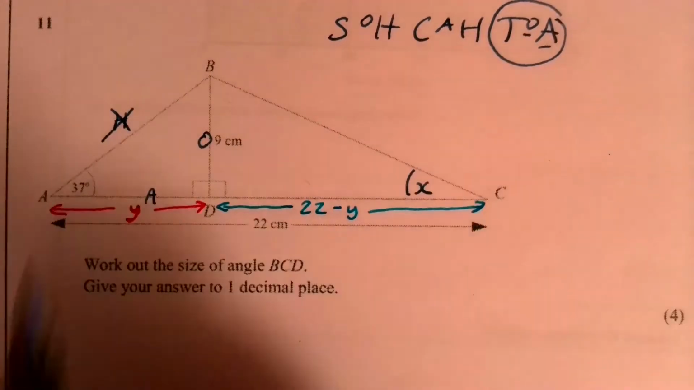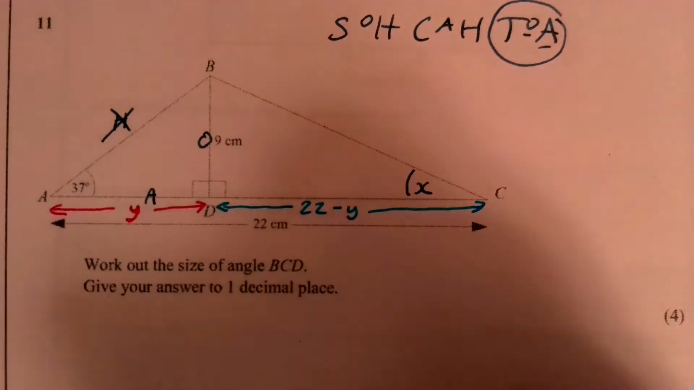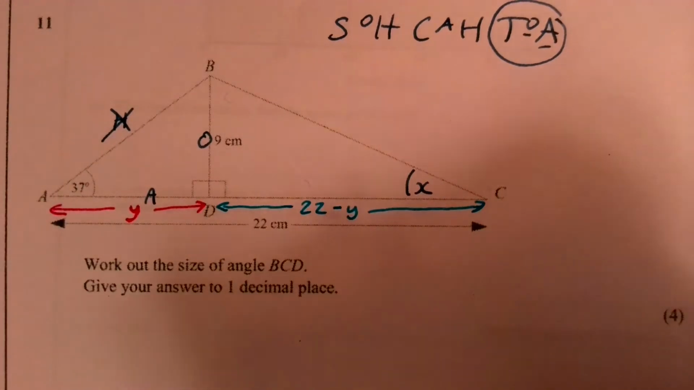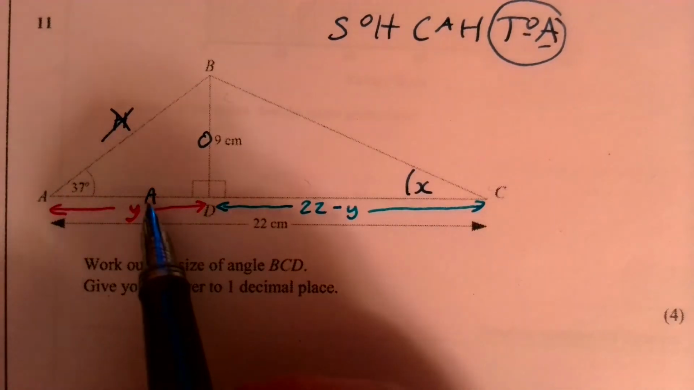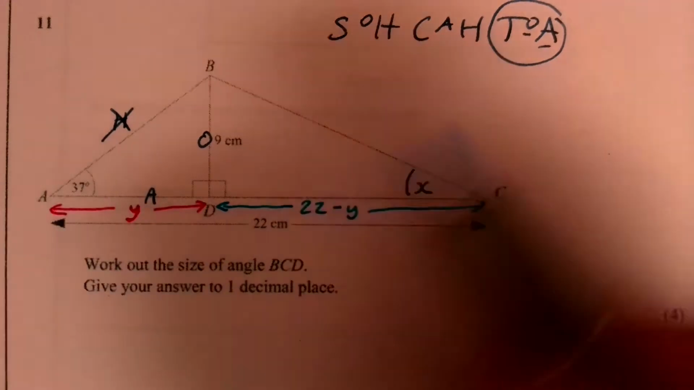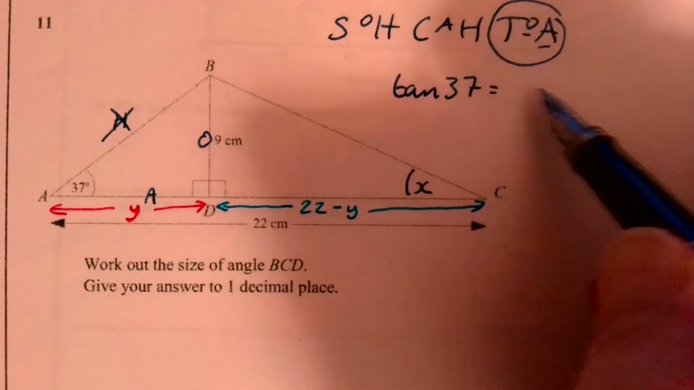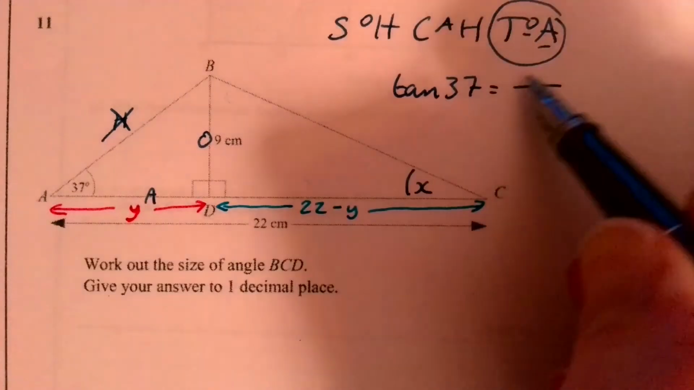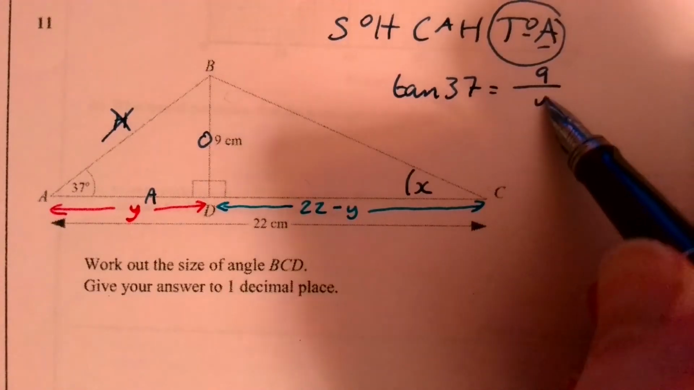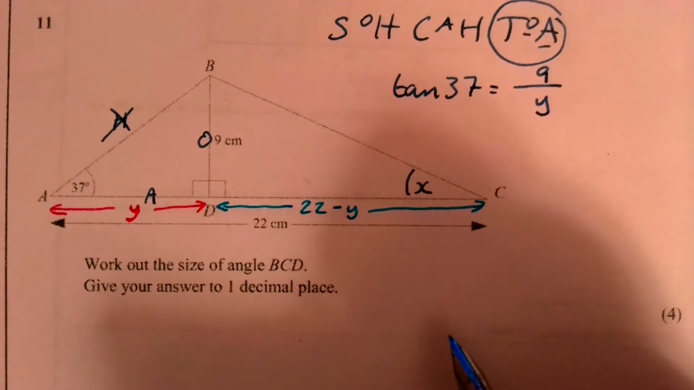That was good. All of you who were trying to do this did find TOA, apart from those of you who used the sine rule. Some of you used the sine rule successfully, some of you got a little bit stuck in it. Either way, I'm just going to go through the SOHCAHTOA way, but if the sine rule is working for you, keep on doing that. So anyway, this is going to be tan 37 equals the opposite being 9 over y, my unknown length.